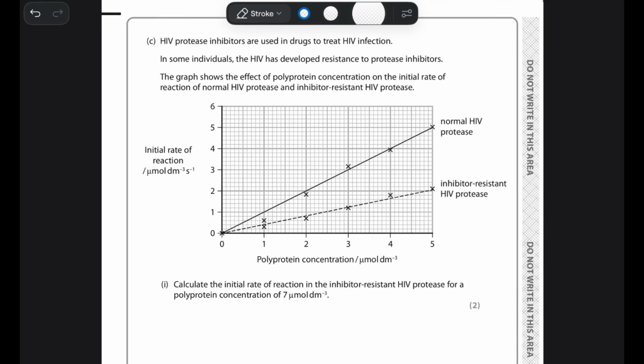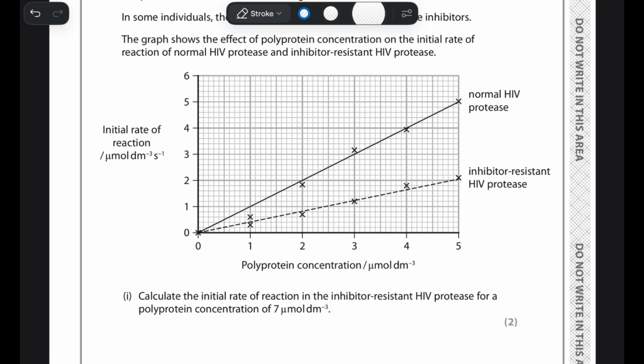Okay, so it says HIV protease inhibitors are used in drugs to treat HIV infection. In some individuals, the HIV has resistance to these inhibitors, and they have a graph that shows the effect of polyprotein concentration on the initial rate of reaction of normal and inhibitor resistant. So the question is, calculate the initial rate of reaction in the inhibitor resistant HIV protease for a polyprotein concentration of 7. Looking at our graph, we don't have anything for a polyprotein concentration of 7, so we know we need to extrapolate the data.